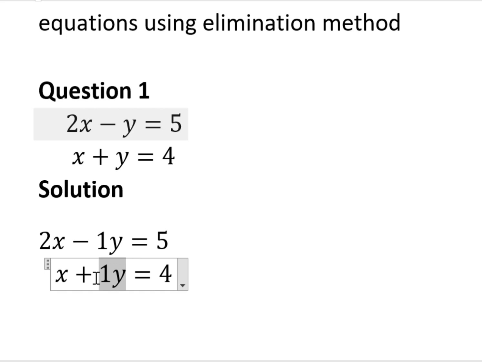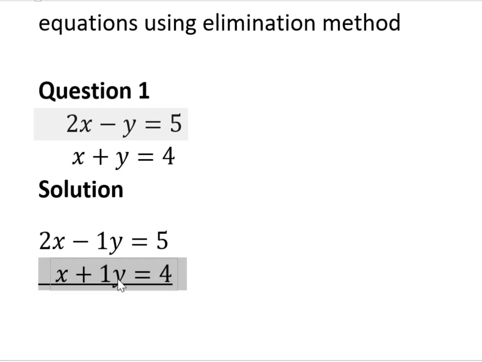Now, for us to undertake the elimination method, we need to make the coefficients of one of the unknowns equal. In this case, we already realize that the coefficients of y are equal, ignoring the signs. This one has 1y and this one has 1y. So we can just proceed and do our elimination.